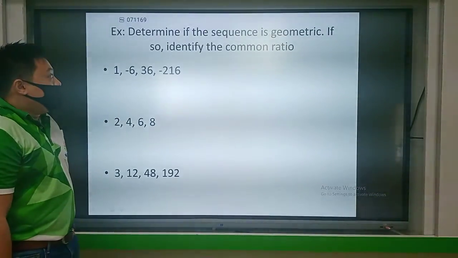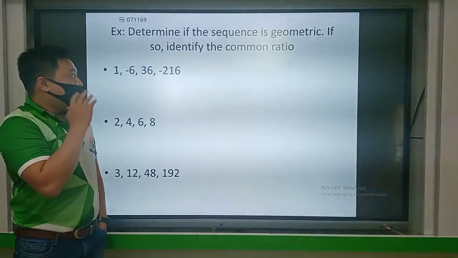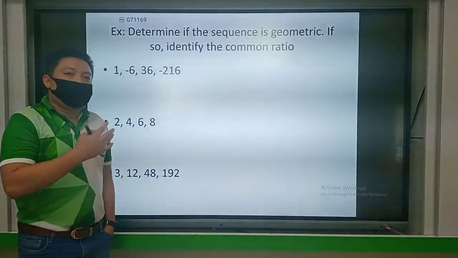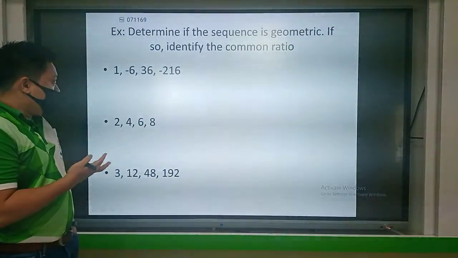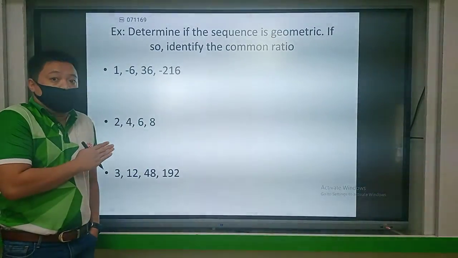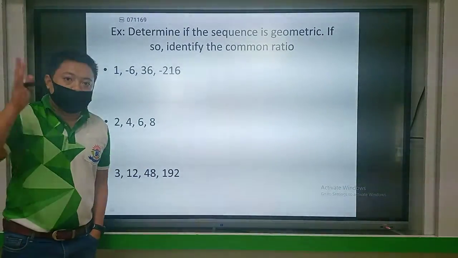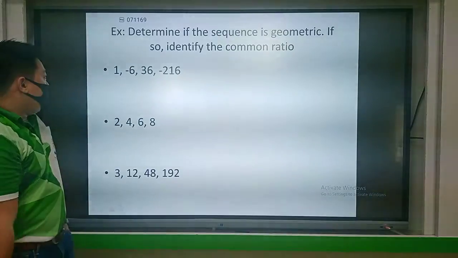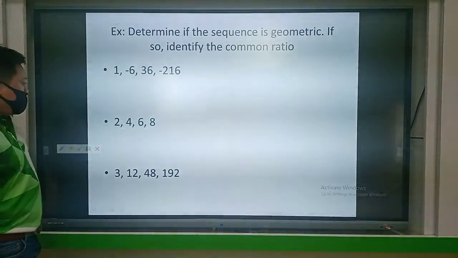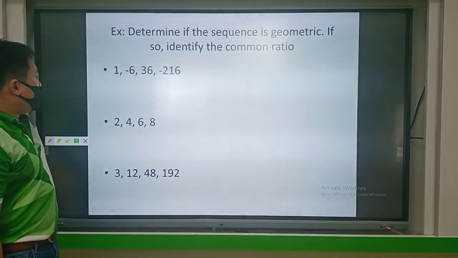Determine if the sequence is geometric. If so, identify the common ratio. Let's try. I have here 3 sequences, and we will try to identify if each sequence is geometric or not. And if it is geometric, we'll try to find its common ratio. So for the first sequence, we have 1.